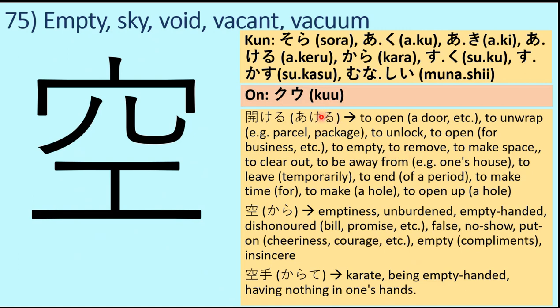Although we have not done a lesson on verbs, for the time being you can just imagine that whenever these words end with ru, it's basically the verb form of that word. So to empty, to remove, to make space, to clear out, to be away from, for example, one's house, to leave temporarily, to end a period, to make time for, to make a hole, to open up a hole, and so on.